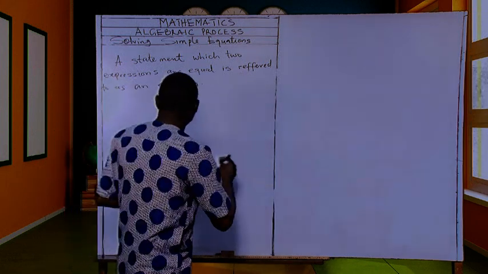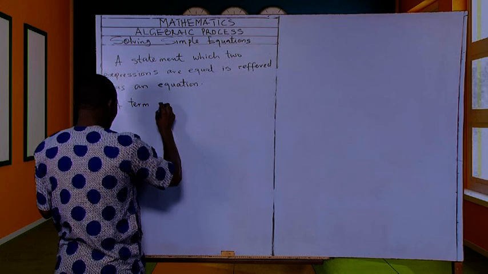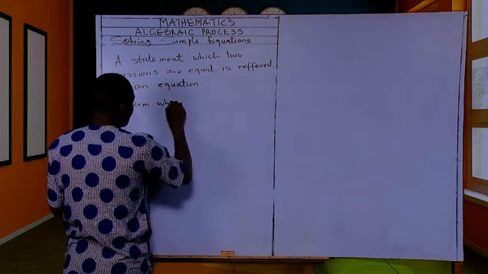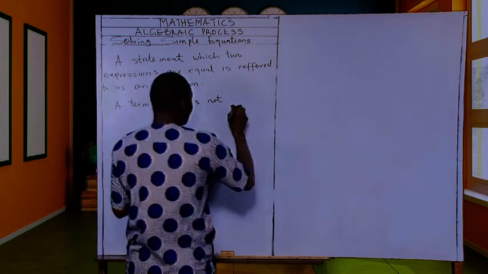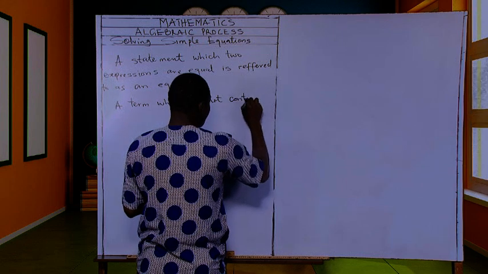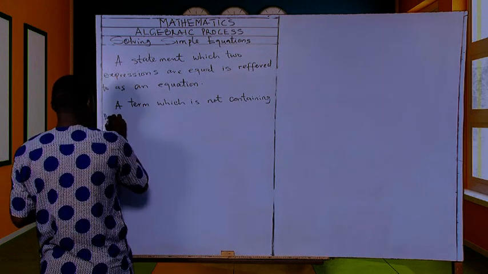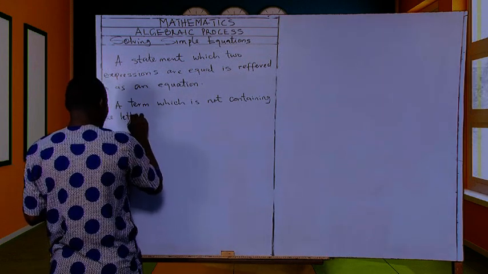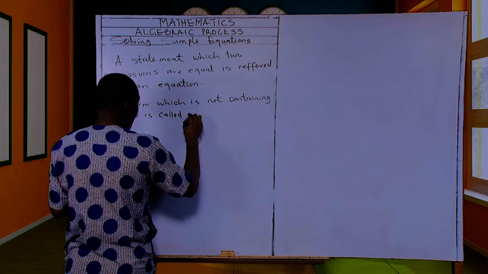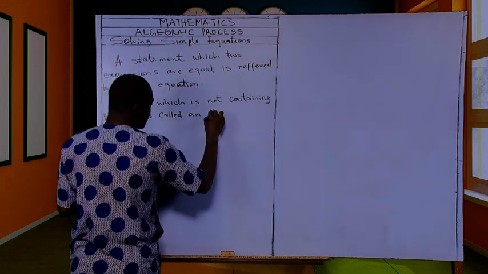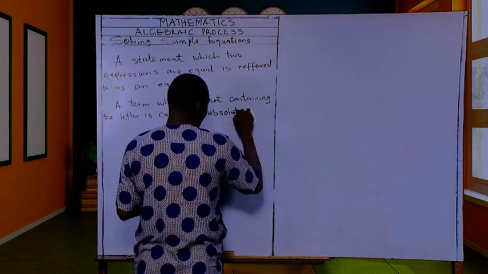And a term which is not containing the letter is called an absolute term.